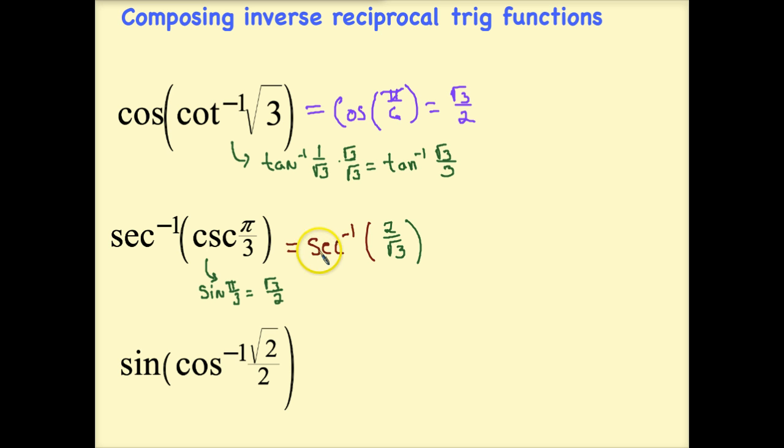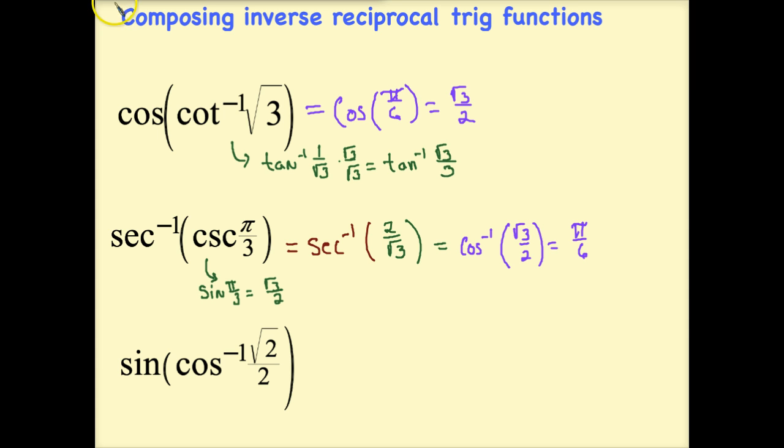I have to now find the inverse secant of 2 over root 3, which we know is going to be the same thing as the inverse cosine of the reciprocal of this, root 3 over 2. Well, root 3 over 2 is 30 degrees, so inverse cosine has an exact value of root 3 over 2 at 30 degrees, or pi over 6. Again, not too difficult if we just take it one step at a time. Do the inside first, and then the outside.